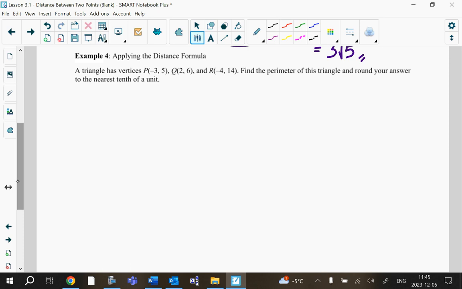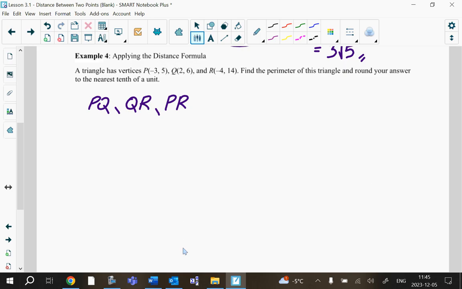Add the sides. So that means I have to know the length of each side, don't I? I have to figure out the length of PQ. I have to figure out the length of QR. And I have to figure out the length of PR. Which means I need to use the distance formula 3 times.